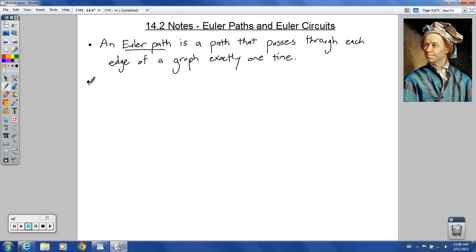An Euler circuit is just like an Euler path, except instead of a path, it's more specific. It's a circuit instead.